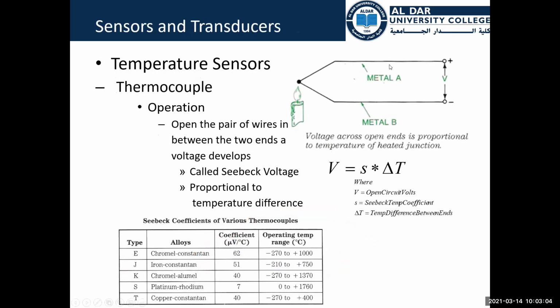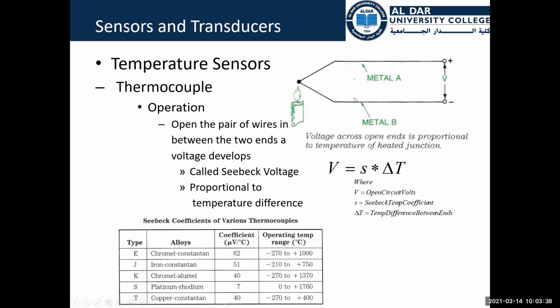So for example, here we have metal A and metal B, and this is the temperature, and we measure the voltage according to the difference between the voltage of metal A and metal B. You can see that the voltage is equal to S multiplied by delta T. So what is S? The most important feature here is S. We can call it the Seebeck temp coefficient. What is the Seebeck temp coefficient?